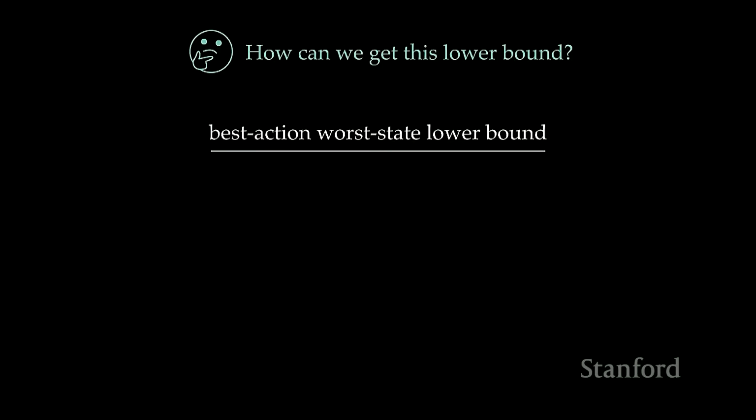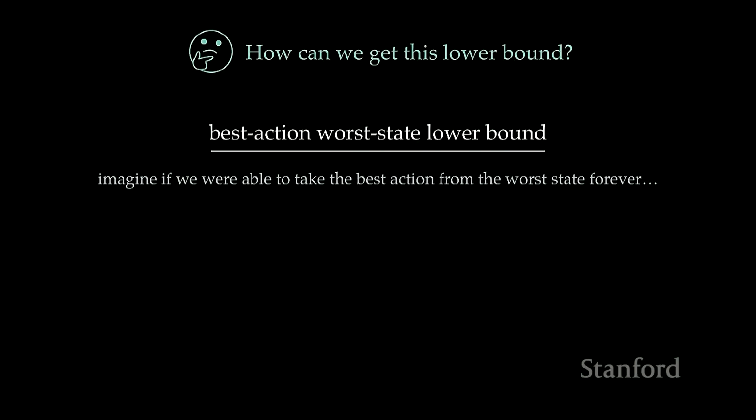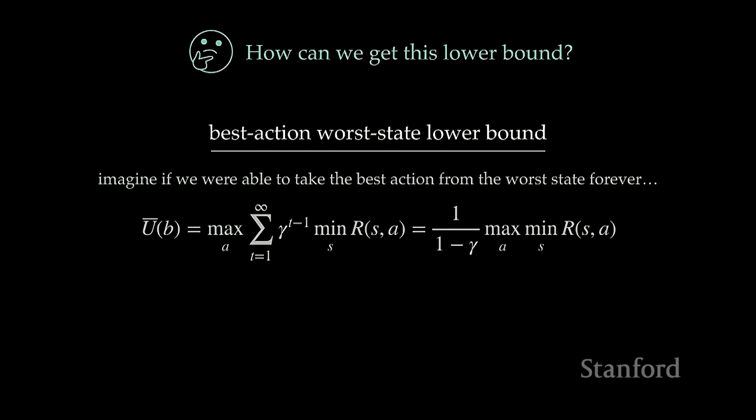So imagine we have all those RSA pairs. We first figure out what's the worst case state we would be in where we could still take the best action from that state. What's the worst case state that we could be in to have that happen? So again, imagine if we were able to do that forever. And again, this gets a little funky with the notation because you have a max and a min in it, but it's just doing the exact same thing.